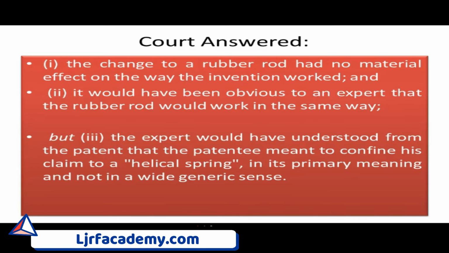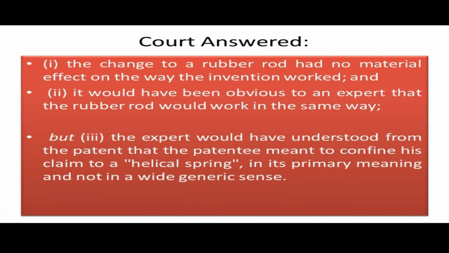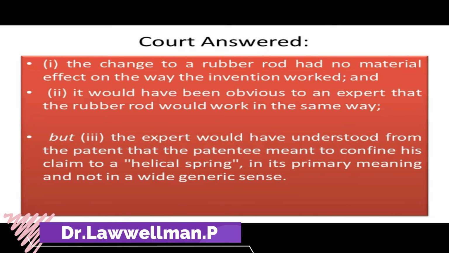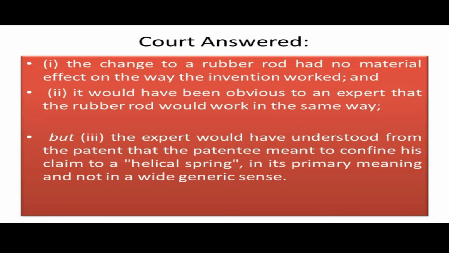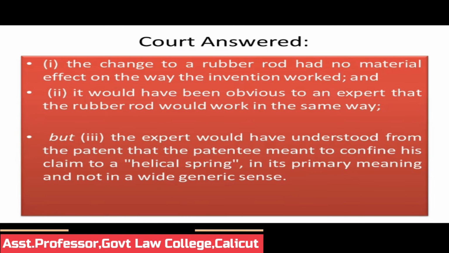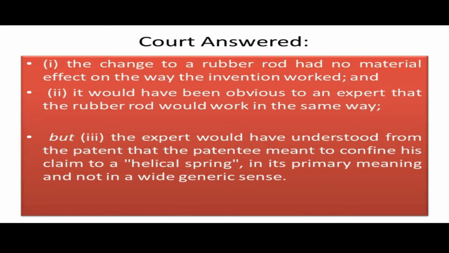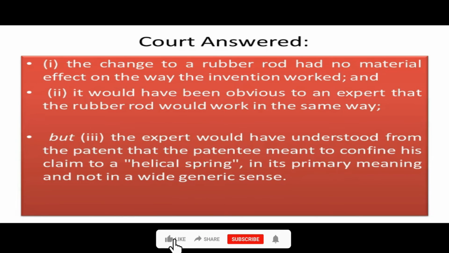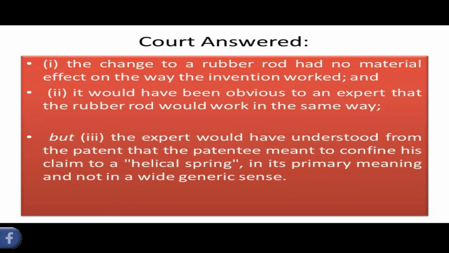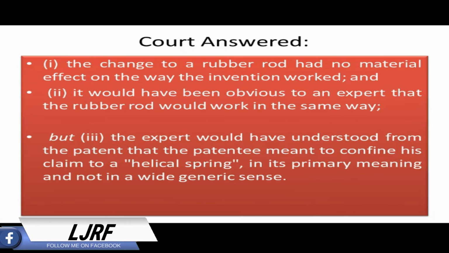But the expert would have understood from the patent that the patentee meant to confine his claim to a helical spring in its primary meaning and not in a wider generic sense. Though it would have been foreseeable to a person of skill in the art, the finding of the court is this: the expert would have understood that the kind of language used in the claim and also in the specification indicates a literal, limited scope of the patent. So the expert would have understood, though it would have been foreseeable for an expert to use a rubber rod instead of a helical spring.